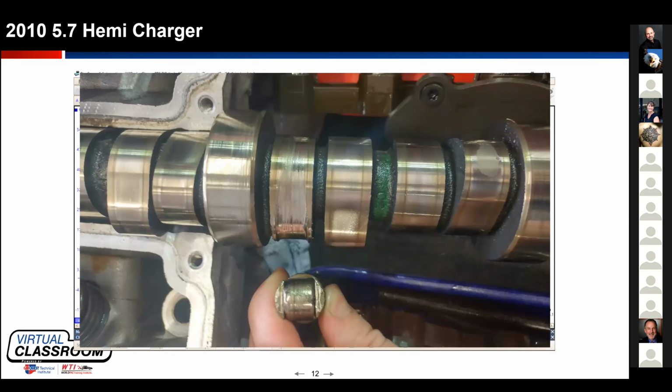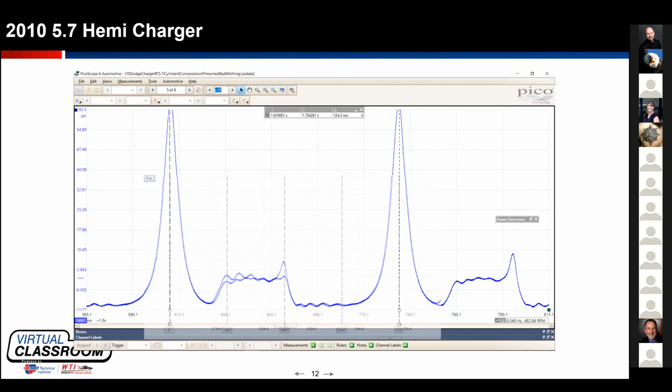My point behind this was, if you take nothing else out of this class today, nothing else, understand that at least one cylinder should look like another cylinder. Now, that's from a mechanical standpoint.